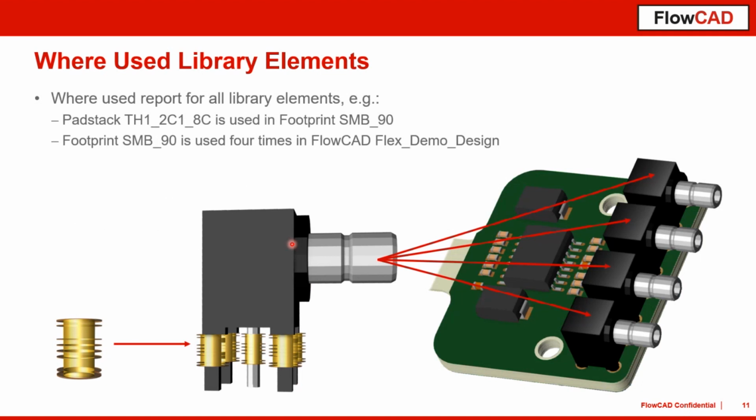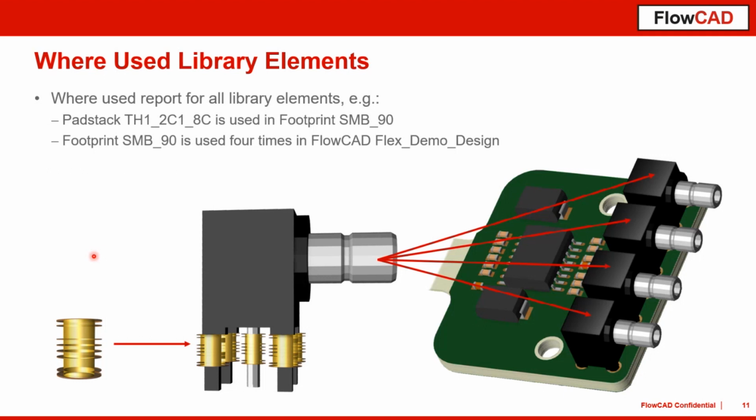So, here's a nice picture of this where-used functionality. What we see here is the pad stack TH1, whatever, which is used in this footprint SMB90. And then this footprint SMB90 is used in our FlowCAD demo design, Flex demo design, 4 times. I used the STEP models or pictures of the STEP models here because it's nicer than just a stupid footprint drawing. So that's why I used this here. And this is really a good thing.